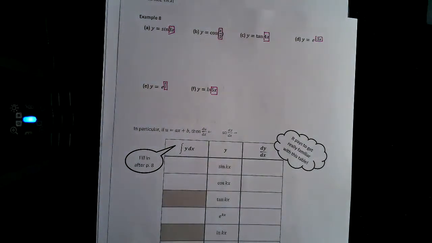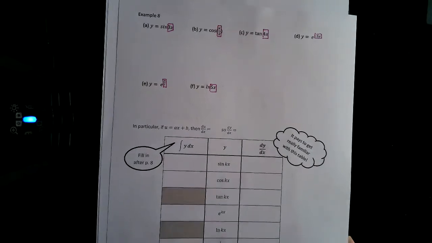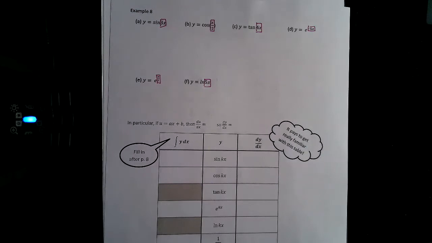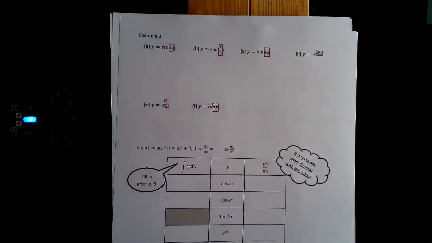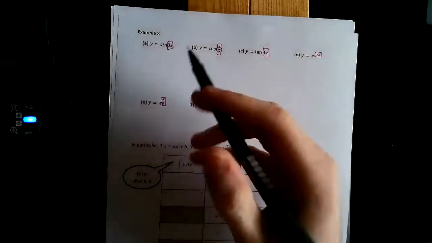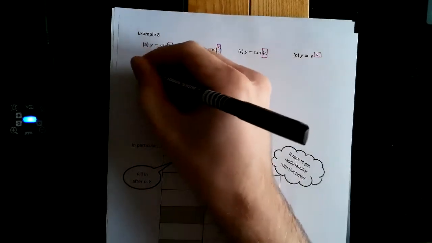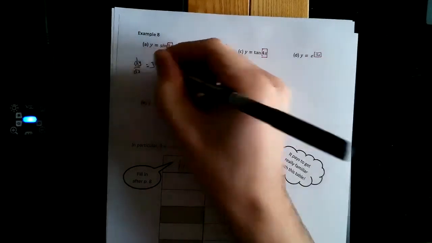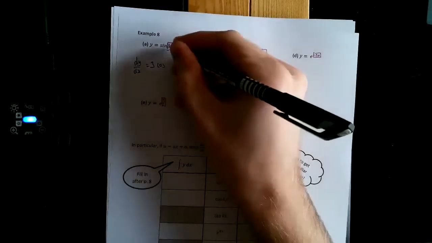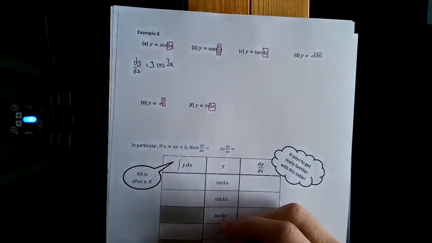Then all I'm going to do for these is write down the answers, and we're going to look at how I got the answers really fast. So all I'm doing in my head is differentiating my u to get 3. Then I multiply by, well, sine differentiates to cos, and the function just stays the same.